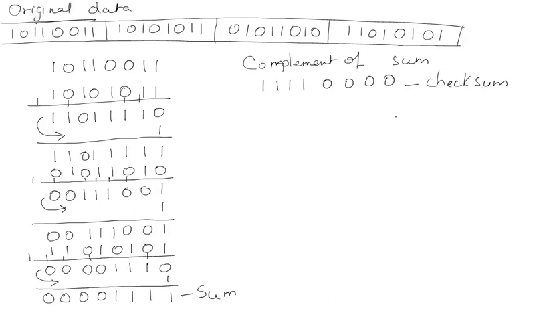Okay, next, at the receiving end, again we need to add all the segments. All these segments are also transmitted to the receiving end, so at the receiving end we get the same segments, and the receiver also computes the sum of all of these 4 segments. So we need to do the same thing again: add all the 4 segments.